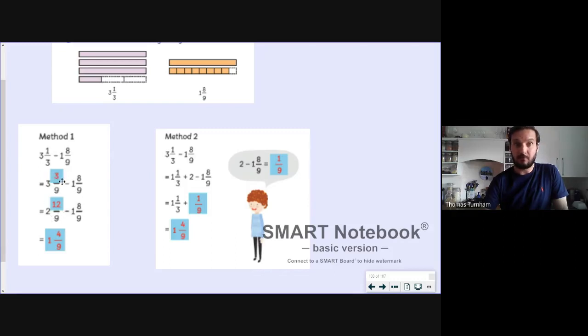8 away from 3. So what I've done is stolen one of my wholes and I've added it in to my fraction to make an improper fraction. I've now got 12/9 there. I can take away 8 from 12/9. 12 take away 8 leaves me with 4/9. But don't forget, I've still got to take away 1 from my 2.